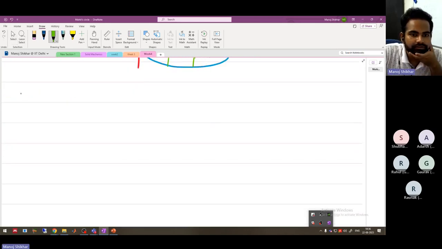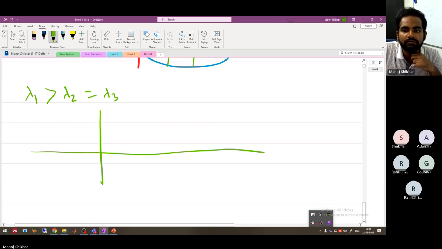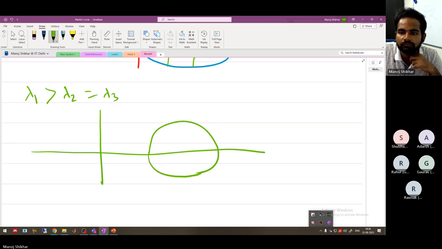Now special cases. Suppose lambda 1 is greater than lambda 2 equal to lambda 3. Then what will happen? This is lambda 1, this is lambda 2 or lambda 3. Both are here. So in that case, your solutions will lie on this circle, on this circle only. You can imagine this also: the inner part or the outer part is not the solution. Only this circle is the solution.